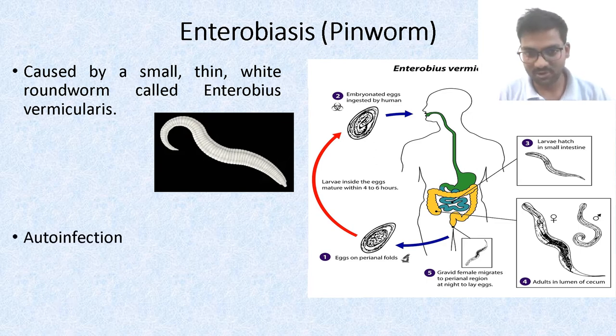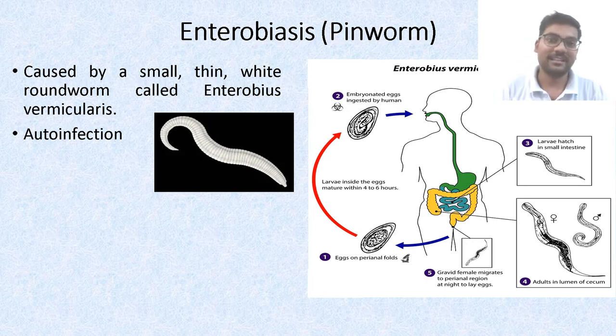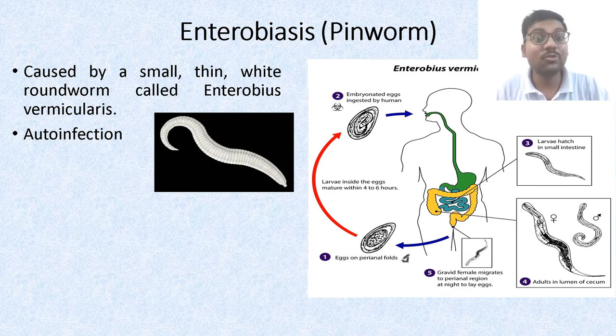Now, one more important thing, autoinfection. How does autoinfection take place? At night, in children whose parents do not cut the nails, the nails of the child are long. The pinworm comes out and gives eggs in the perianal region at night time. It will cause itching. The child will itch with the nails, and the eggs present in the perianal region get deposited in the nails of the child.